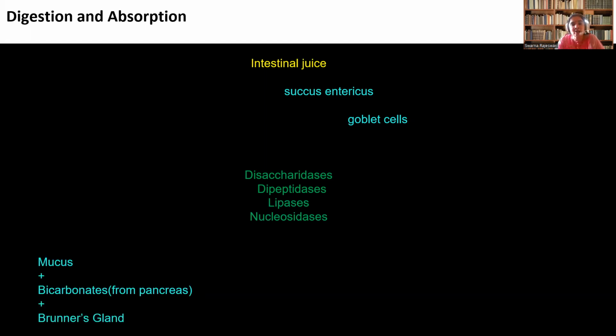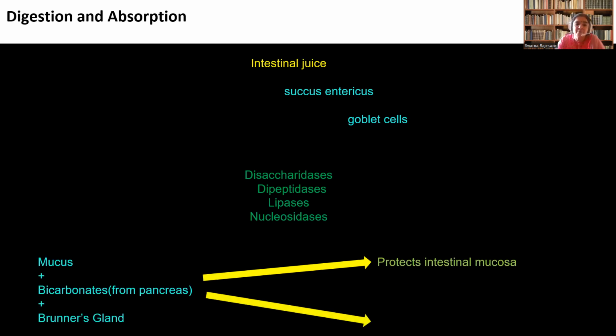Now we will see all the reactions of the enzymes which are released from the pancreas, and the enzymes which are released in the intestinal juice, which are helpful in completing the process of digestion. Here the mucus and bicarbonates released from the pancreas, along with Brunner's glands, that is the intestinal glands, protect the intestinal mucosa, that is the lining of the mucosa. They also help in the maintenance of alkaline pH in the intestine.